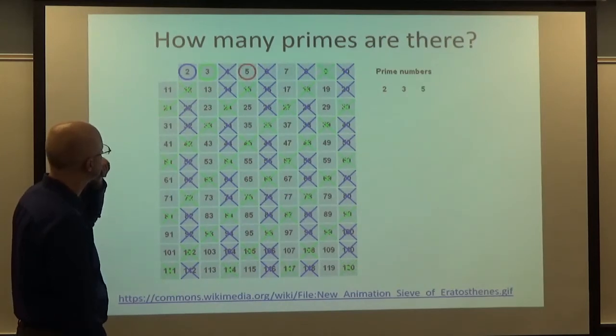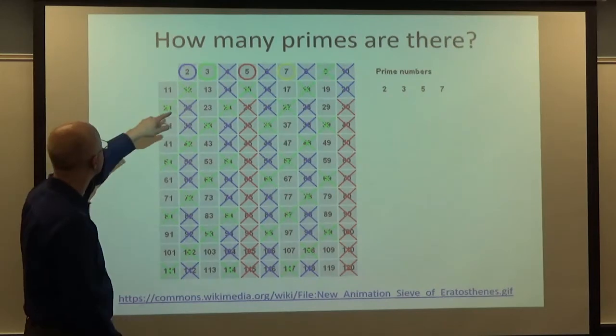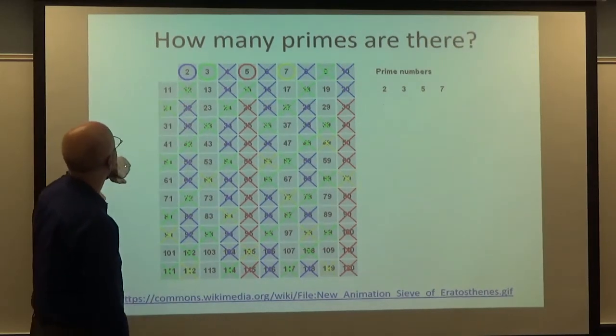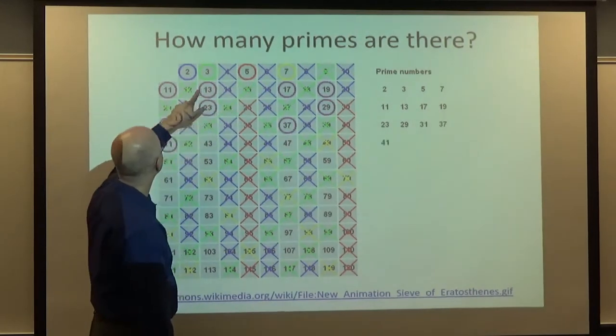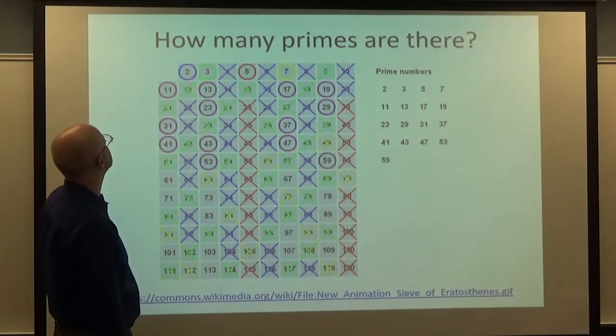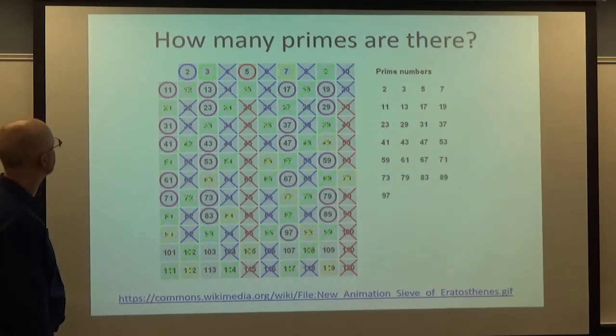6 has already been crossed off, so cross off 9. 12 has already been crossed off, although I guess they made it green there anyway. I don't know why they didn't bother to make the 6 green, but they did make the 12 green. This animation I got off of Wikipedia is evidently not perfect.